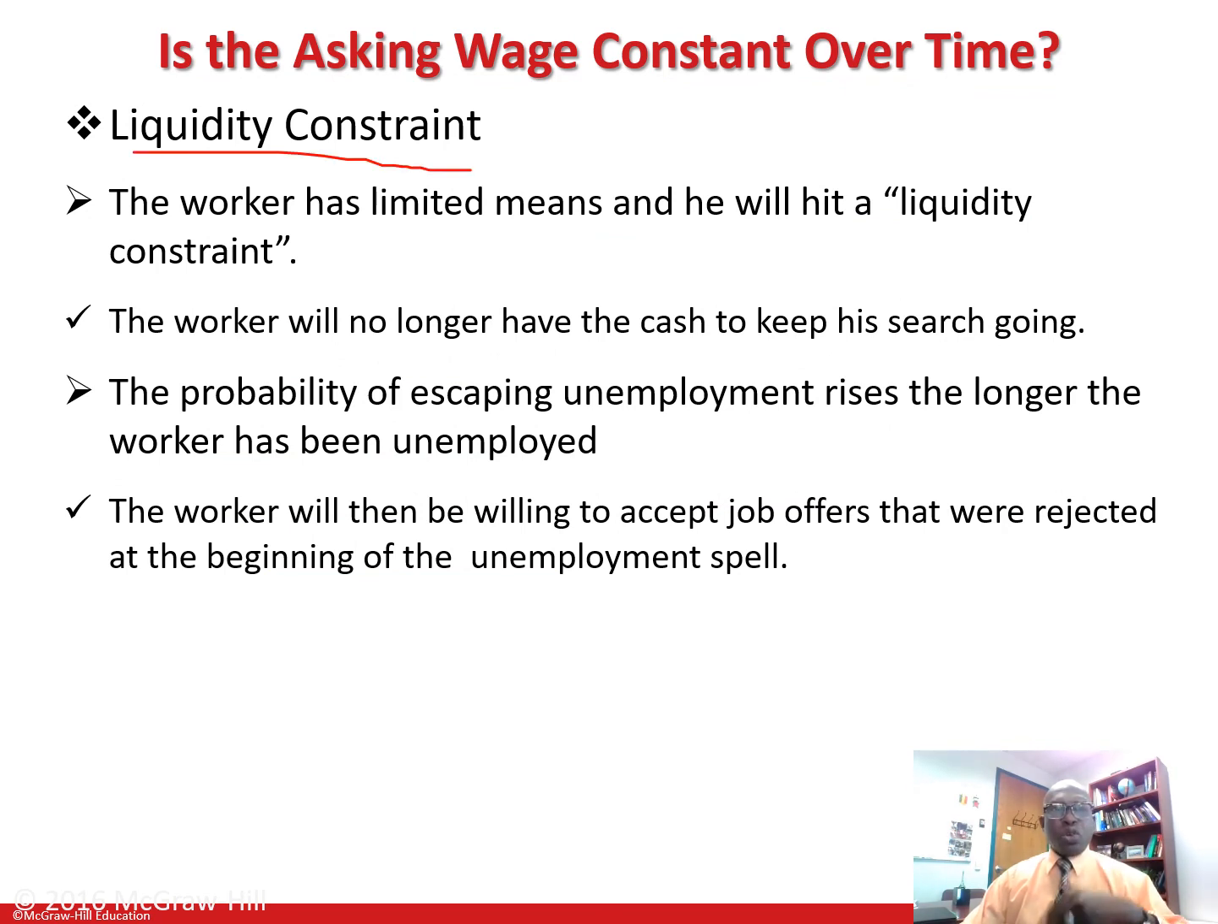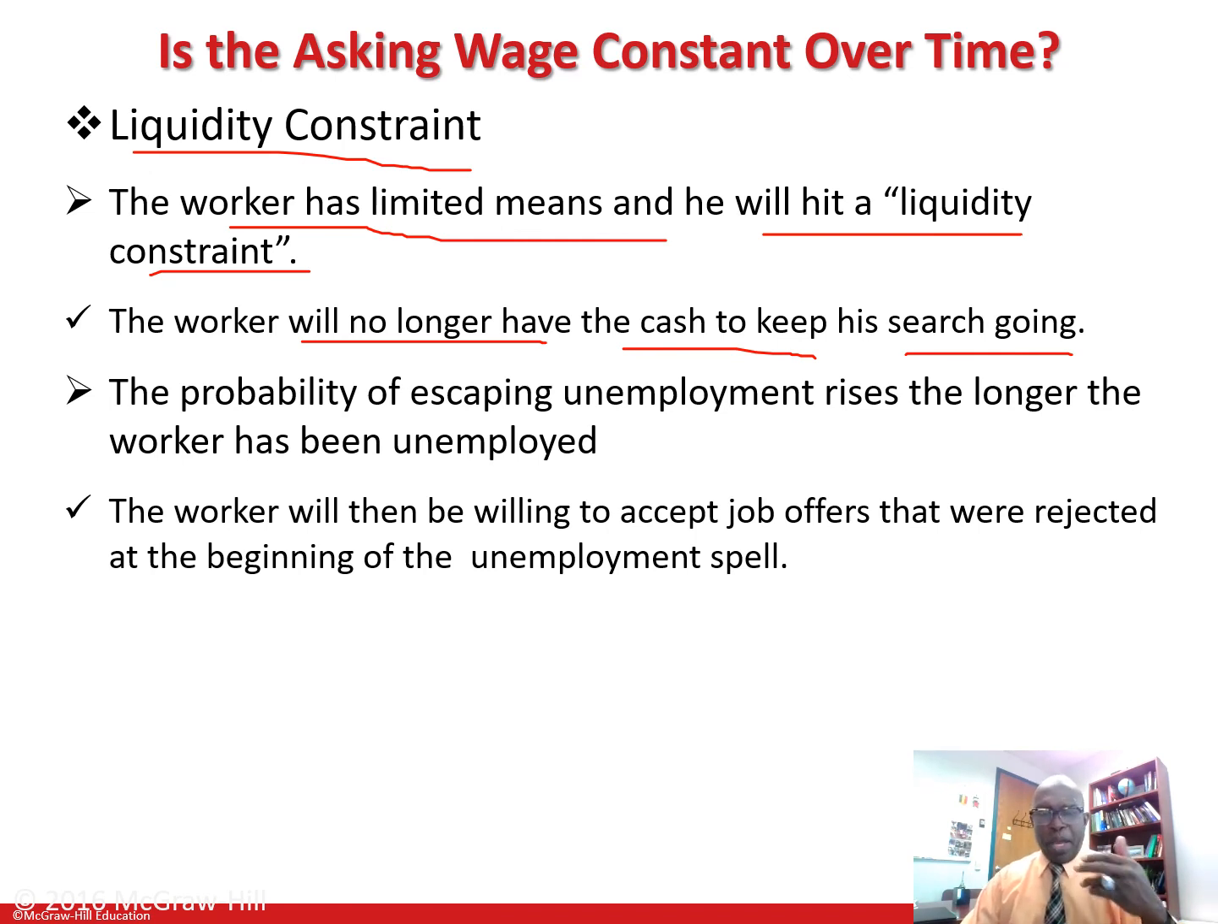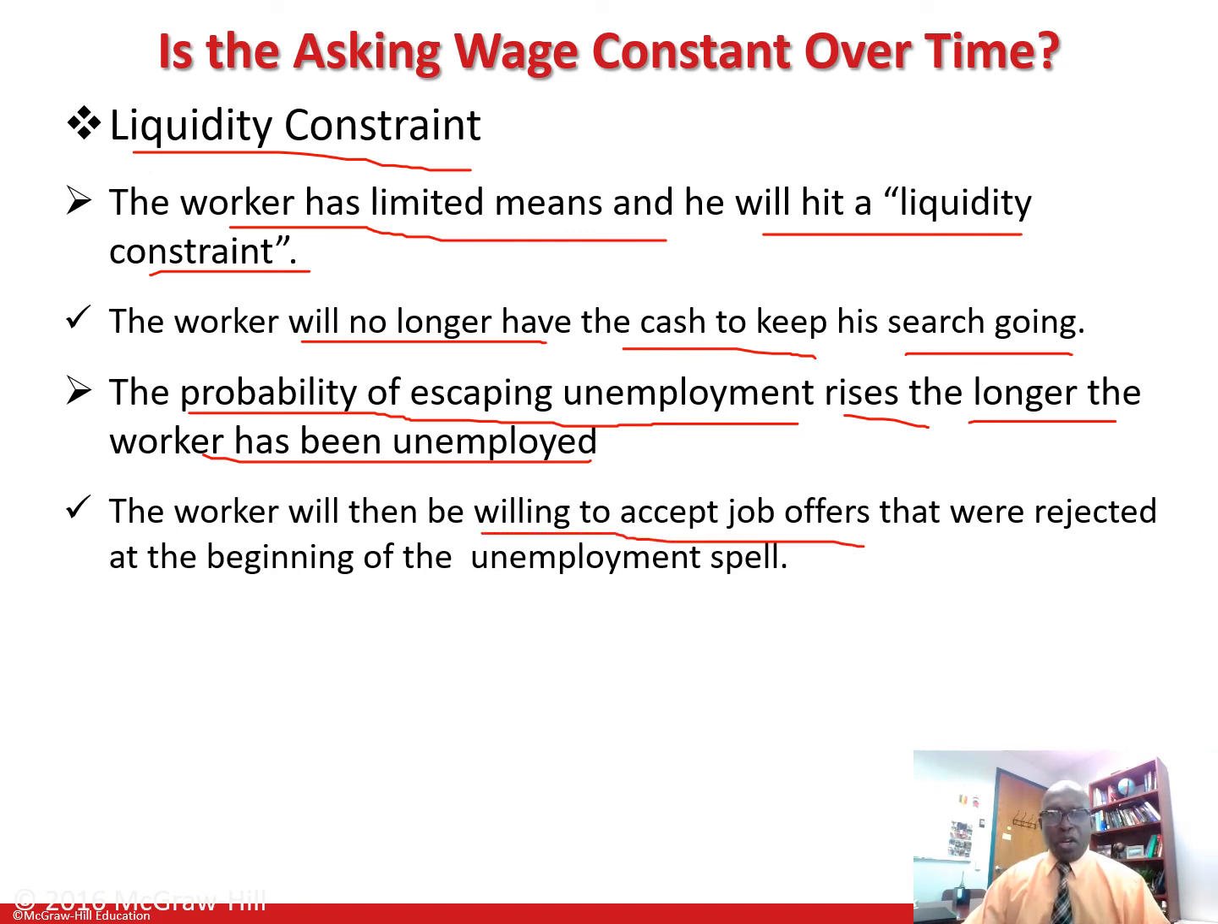Now, let's talk about the liquidity constraint. What do we mean by liquidity constraint? The worker has limited means and will hit constraints. The worker will no longer have the cash to keep his search going because he has to pay for living, such as housing, food, transportation to look for a job, and also hiring the service of an employment agency. Those are costly. The probability of escaping unemployment rises the longer the worker has been unemployed. So the worker will then be willing to accept job offers that were rejected at the beginning of the unemployment spell. This is the end of the video about job search.